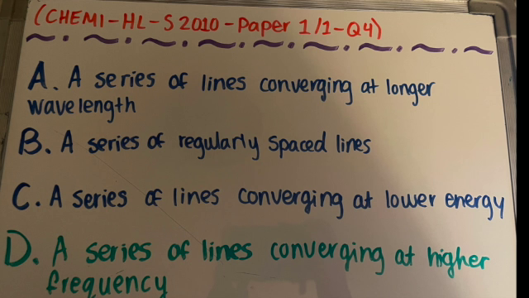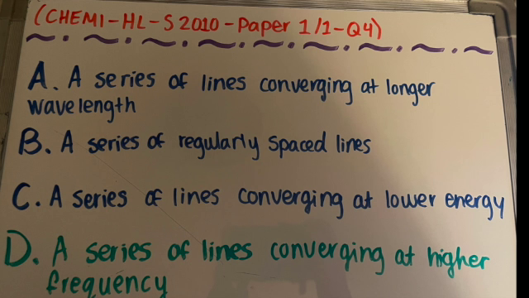As for the second question that I chose, I was supposed to describe the visible emission spectrum of hydrogen based on these options. So the first option stated that they are a series of lines converging at longer wavelength, which is unfortunately incorrect because the frequency of a wave is inversely proportional to its wavelength. That means that waves with a high frequency have a short wavelength, while waves with a low frequency have a longer wavelength.